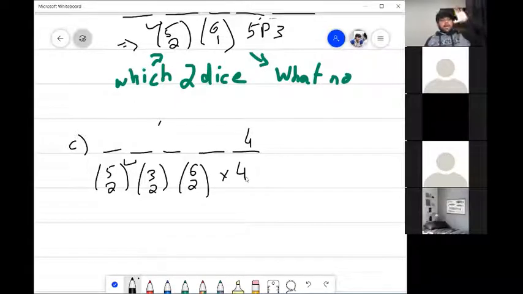5c2 into 3c2 into 4. You would be double counting if you do 6c1 and then 5c1, okay? At the end of the day you still have two values that you need to pick out of those 6 values that you're fixing. So you could resolve to just doing 6c2.